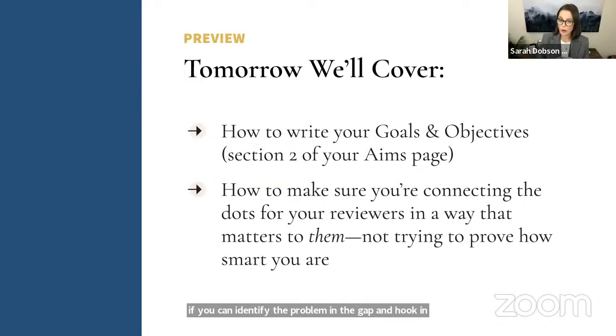So here's what we're going to do tomorrow. Tomorrow we're going to cover how to write your goals and objectives. That's that second section. Of course, we'll talk about the distinction between goals and objectives. And we're also going to talk about how to make sure you're connecting the dots for your reviewers in a way that matters to them.